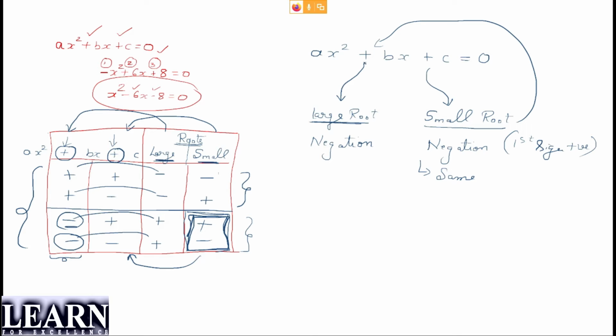So the larger root is nothing but the negation of the first sign. And the smaller root depends on what is there on the first sign. If the first sign is positive, then the smaller root will be a negation. If the first sign is negative, then the smaller root will be the same as the given thing here. I hope it is clear now.